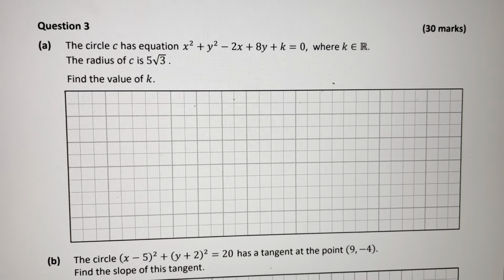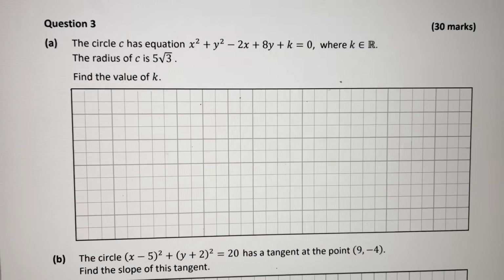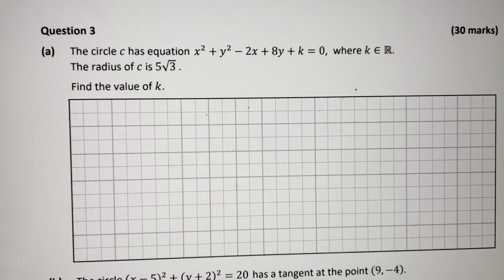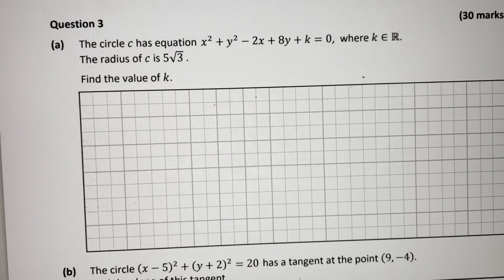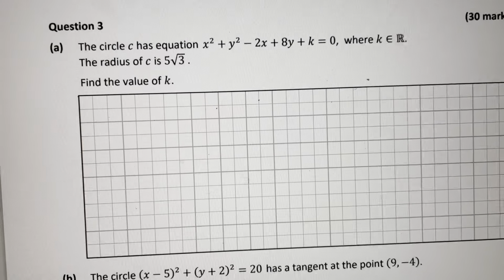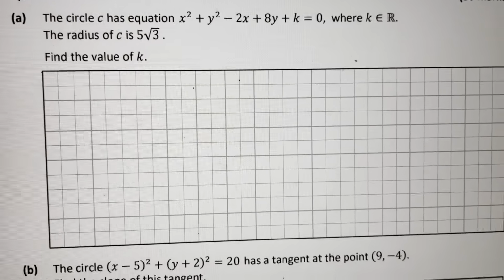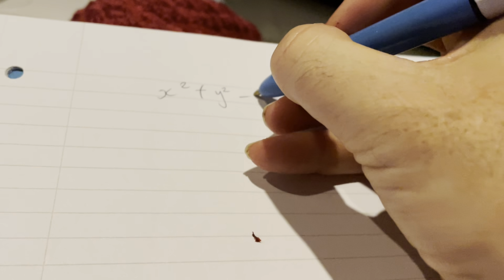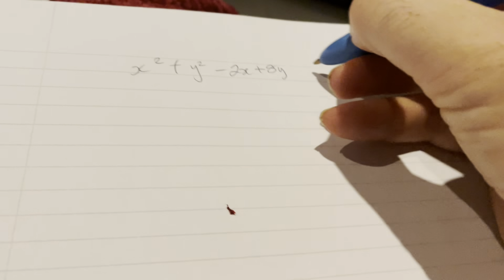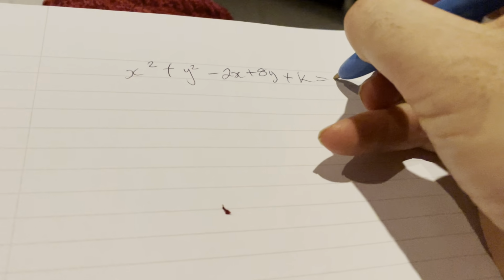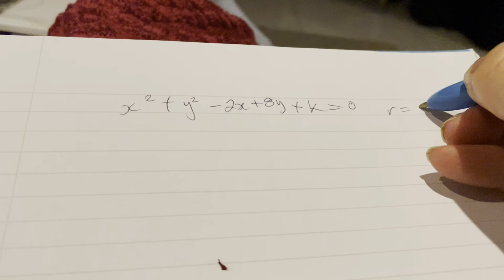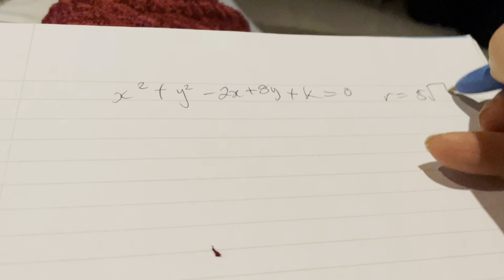Continuing on with yesterday's Leaving Cert, Paper 2, Maths Paper 2, 2022. Question 3. The circle C has this equation, and the radius of C is 5 root 3. Find the value of k. That seems fairly straightforward. So let's see what we got here: x squared plus y squared minus 2x plus 8y plus k equals 0. The radius is 5 root 3. Find the value of k.